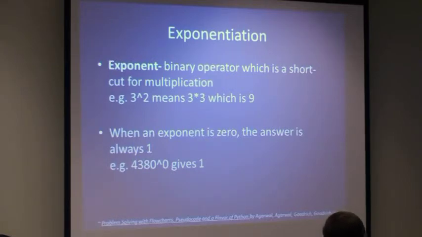Okay? And Visual Logic does use the caret, same thing. Now, very simple to understand. This means multiply 3 with 3 like this, a total of 2 times, including itself. So 3 squared is 9, right? So that's easy. And anything to the power 0 is always 1. That's the basic definition.